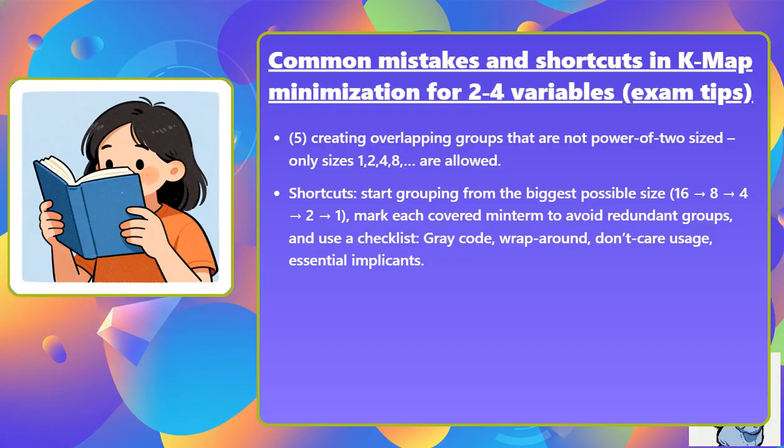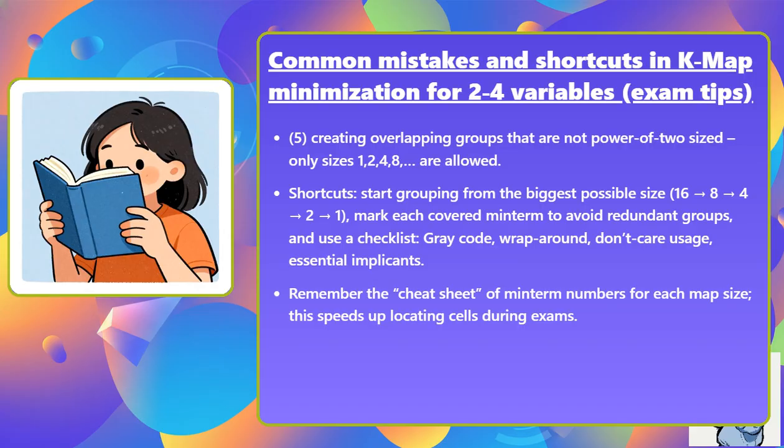Shortcuts. Start grouping from the biggest possible size, 16 to 8 to 4 to 2 to 1. Mark each covered minterm to avoid redundant groups, and use a checklist: Gray code, wrap around, don't care usage, essential implicants. Remember the cheat sheet of minterm numbers for each map size. This speeds up locating cells during exams.